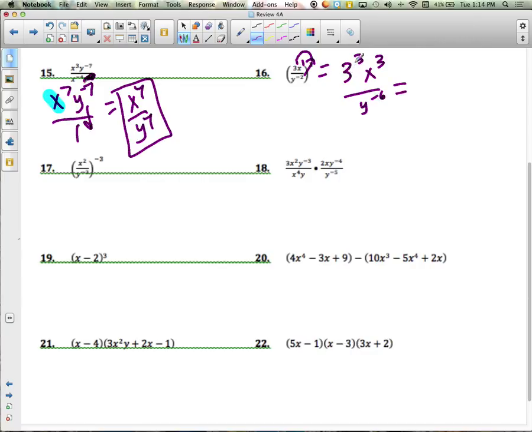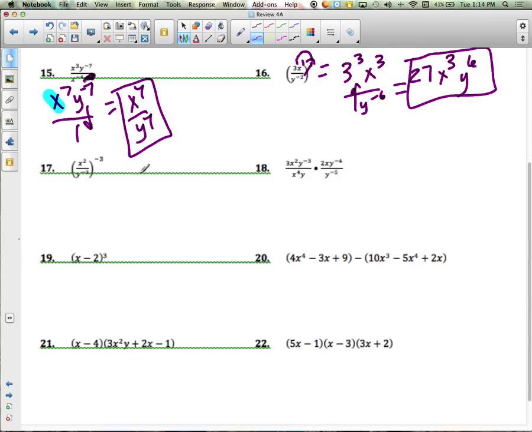Alright, so the 3 to the third, that's totally happy where it's at. 3 to the third is 27. The x to the third power is totally fine where it's at. This y to the negative 6 is not. It's down in the basement, it's cold, it's dark, and it wants to be happy, so you have to move it up. So it becomes y to the 6th, and then you've got your final answer.